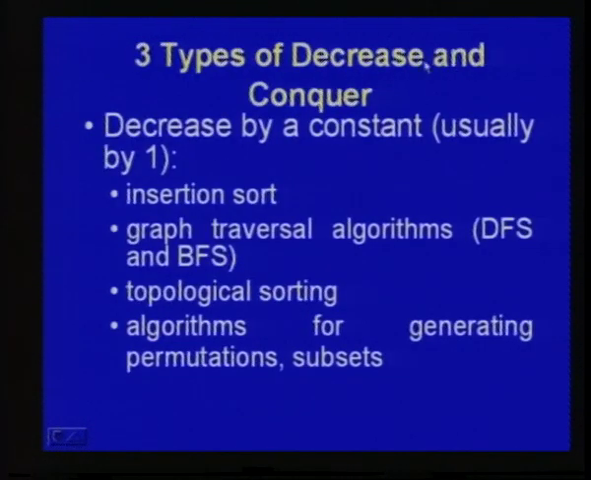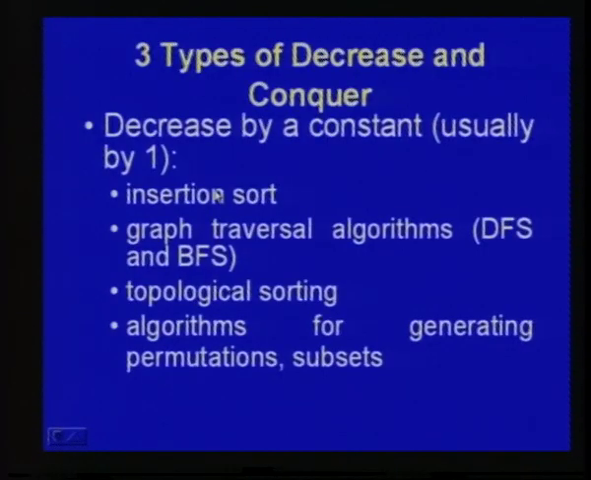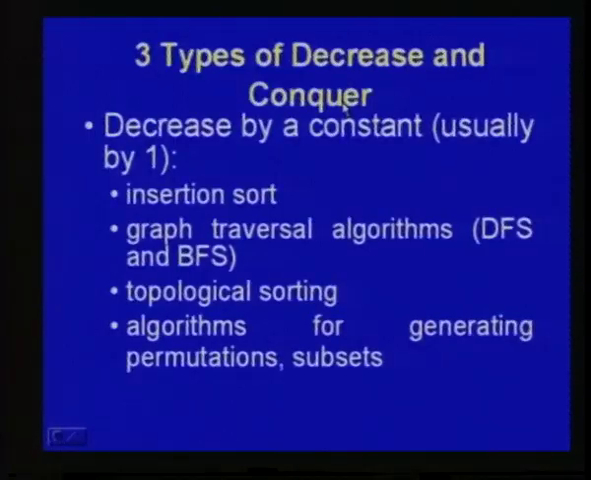So, there are 3 types of decrease and conquer. They are decrease by a constant, usually by 1. Examples are insertion sort, graph traversal algorithms like depth first search and breadth first search, topological sorting, we will see this topological sorting as we go along, and algorithms for generating permutations and subsets. All these are examples of this. These two are sorting algorithms, the others are not sorting algorithms, because as I already told you, decrease and conquer is an algorithmic design technique, and here we are decreasing by a constant.